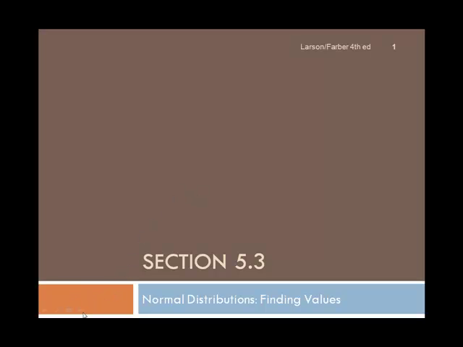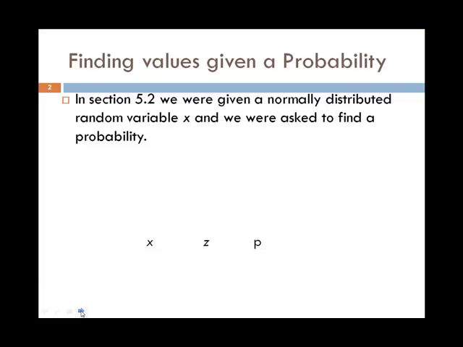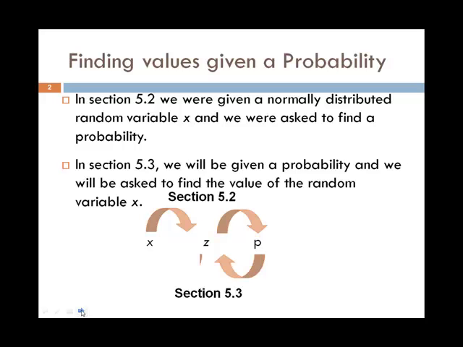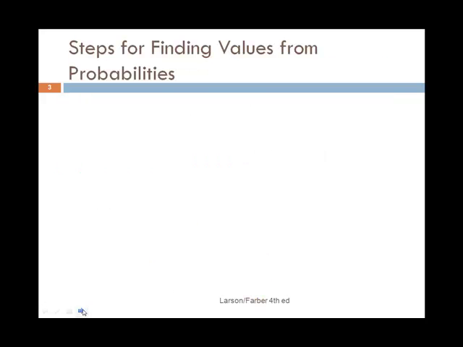Section 5.3, Normal Distributions, Finding Values. In Section 5.2, we were given a normally distributed random variable x and were asked to find the probability. So what we did, we went from x to z to p. In Section 5.3, we'll do the reverse process. We'll be given a probability, we'll go to the table to get z, and then we'll do a calculation to get our x value. Okay, so it's just the same idea, opposite process.